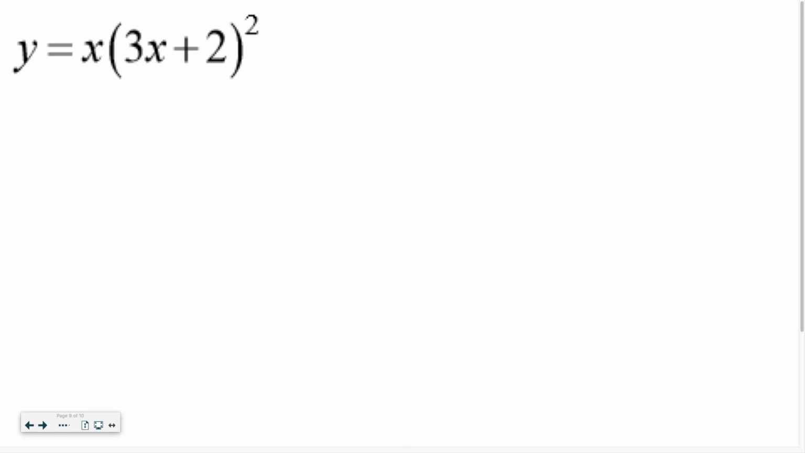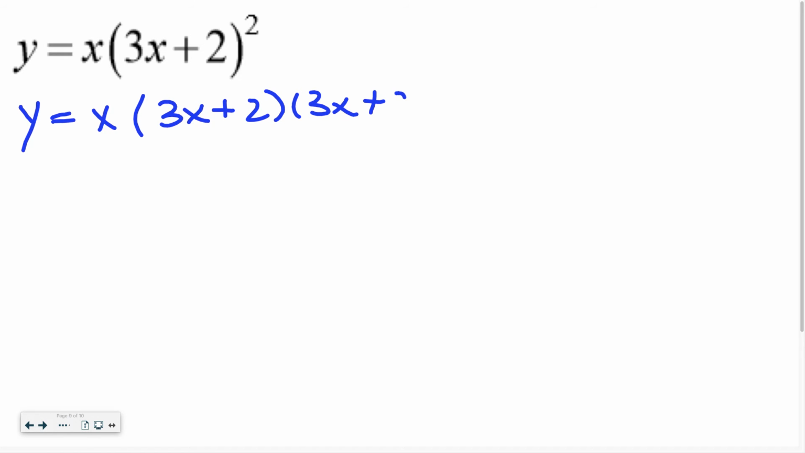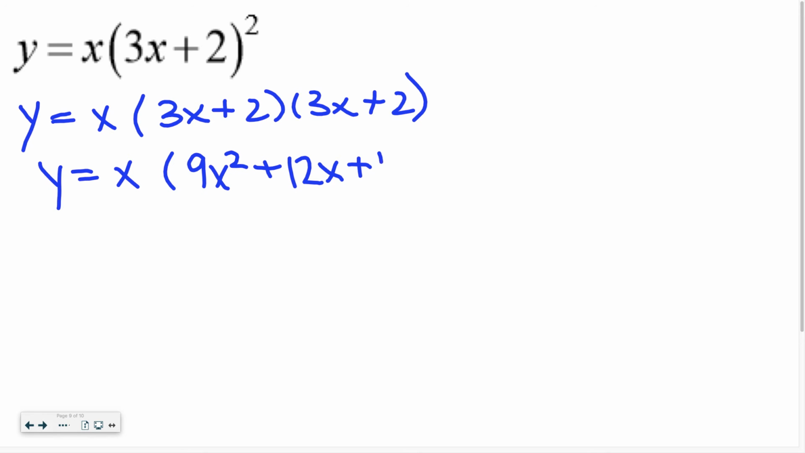Okay, can we take the derivative right now? No. Next week we could, right now we can't. Today our only option is to multiply it out. So first, we have x times 3x plus 2 squared. We actually have to perform that multiplication so we can use the power rule. So 3x plus 2, the quantity squared, would be 9x squared plus 12x plus 4.